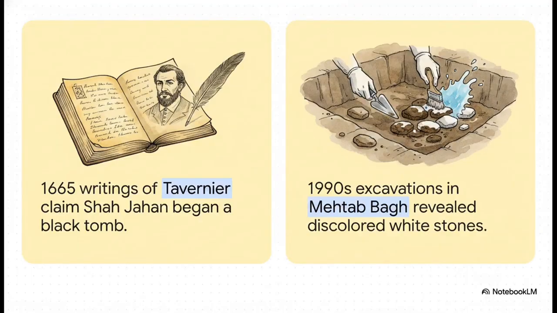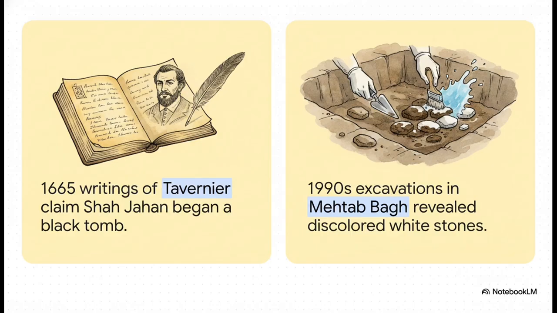Now, what's really interesting about this slide is the massive contradiction we find when we trace the myth. The whole idea actually started with the fanciful 1665 writings of a French traveler named Jean-Baptiste Tavernier. He claimed a black tomb was already started, but hard, modern archaeological evidence tells a completely different story.